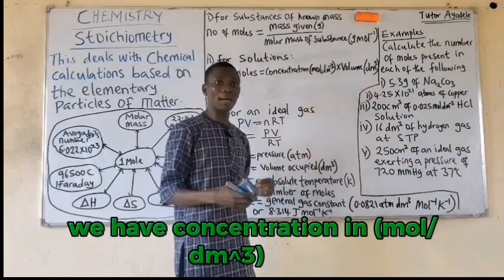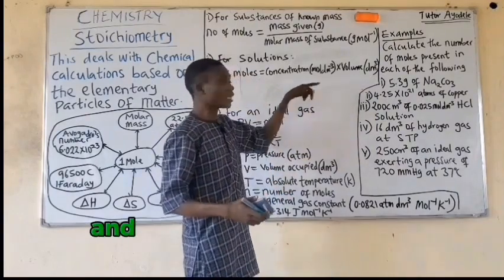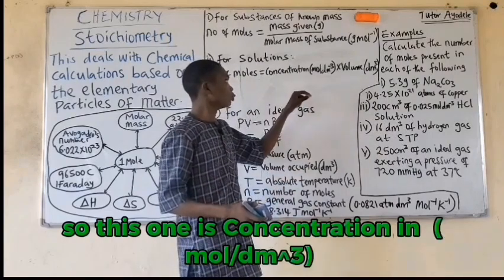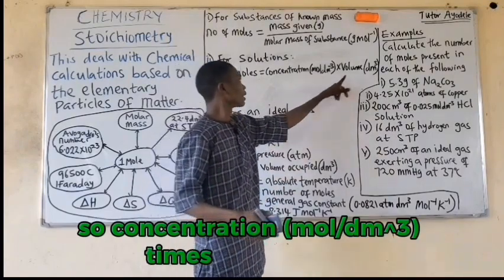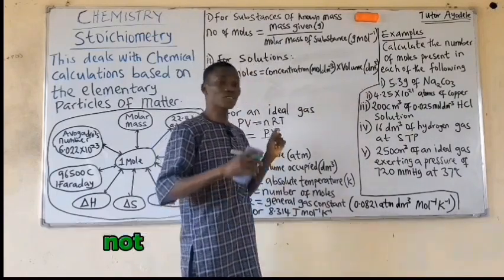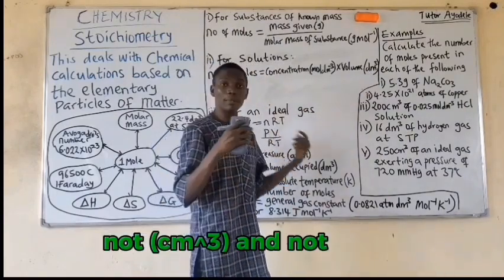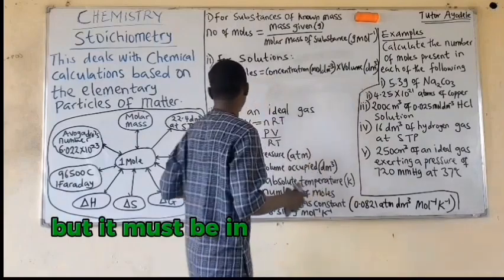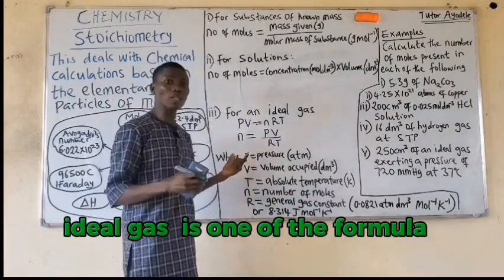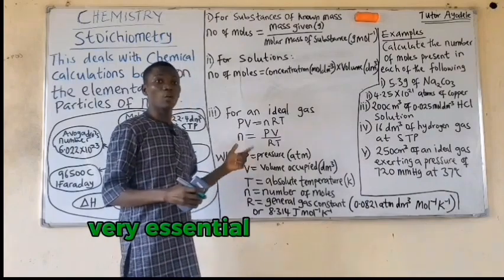We have two concentrations: concentration in mole per dm cube, and concentration in gram per dm cube. So this one is concentration in mole per dm cube, times the volume. Our volume must be in dm cube, not cm cube, not meter cube, but dm cube.